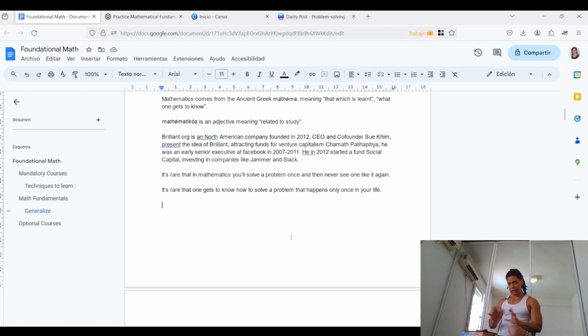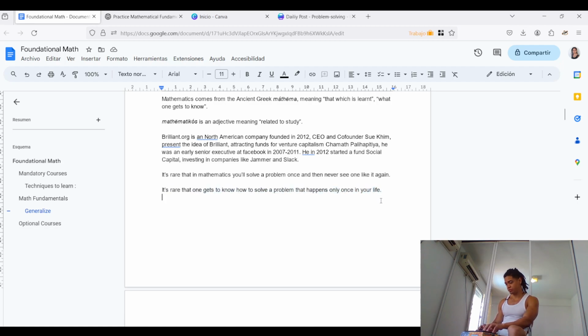Now, the end goal of this is not only to be able to understand this concept, but what is the value that I'm going to get from this? And here, because it is very rare that once you know how to solve, it is rare that one gets to know.